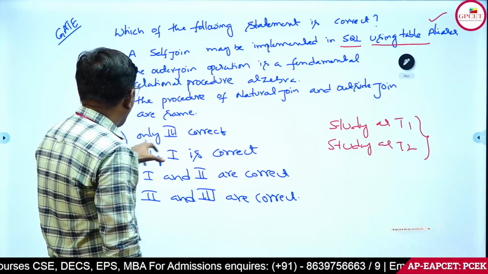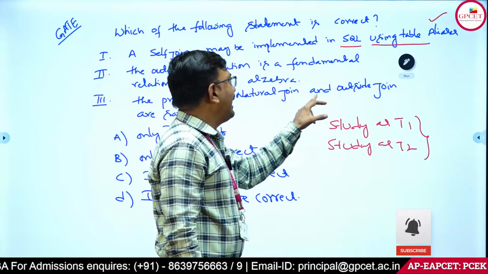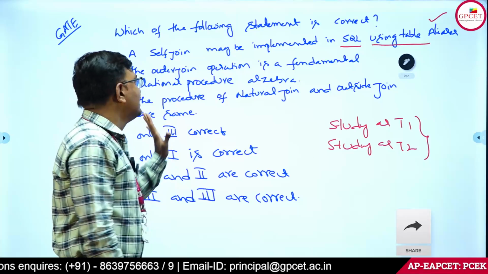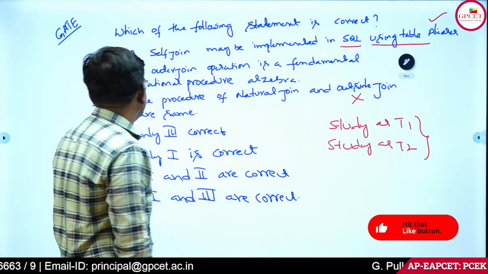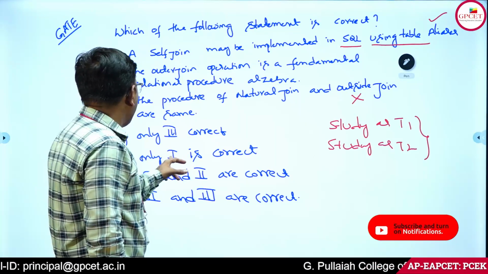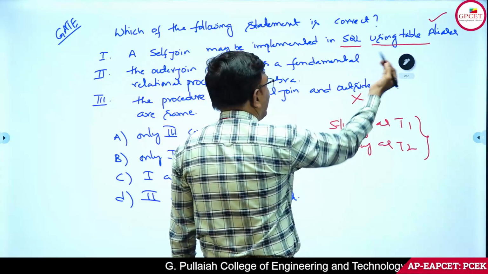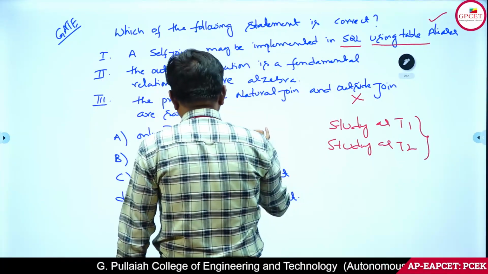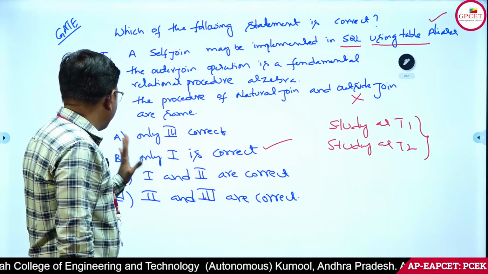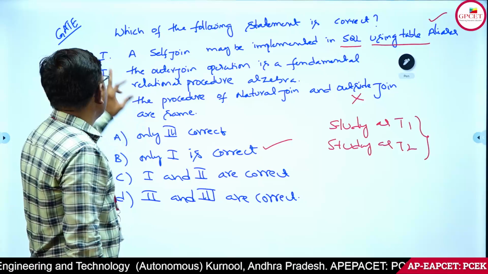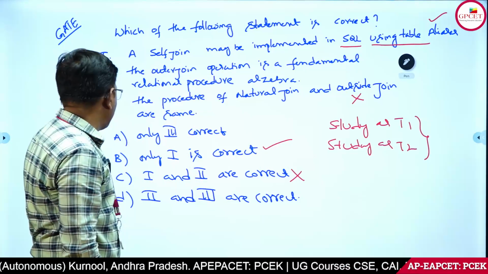What is the answer? Observe the third: the procedure of natural join and outer join are the same. These two are not the same, so the third option is not correct. The first one is correct: a self join may be implemented in SQL using table aliases. The second one is not correct, so the third option is not correct.